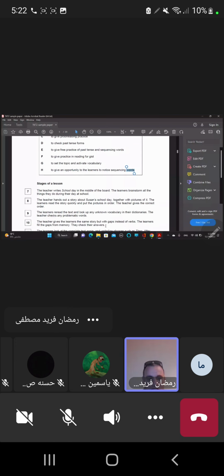The teacher gives the learners the same story but with gaps instead of verbs. Okay. The learners fill in the gaps from memory. They check their answers.